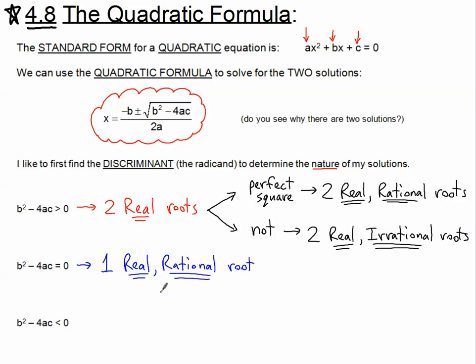And then our final case, if we get that the discriminant is something less than 0, meaning that it is a negative. If we have the square root of a negative, then we know we're in imaginary land, and we would have two complex roots, something that will involve i, the imaginary number. So I like to find the discriminant first so that I can describe the roots. And there are only 4 choices. We either have 2 real rational roots, 2 real irrational roots, 1 real rational root, or 2 complex roots.